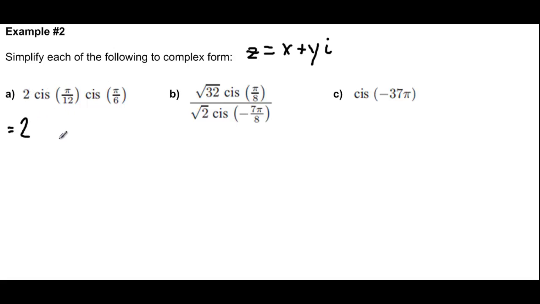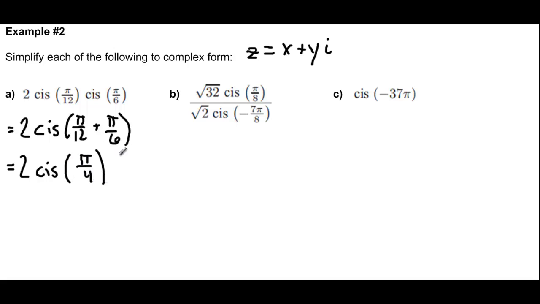Now to simplify this, we're going to take the modulus, which is 2. It's not multiplying by anything, so it's not going to change. And we're multiplying two polar forms, so we need to add the two angles together. So it's a cis of pi over 12 plus pi over 6. Now, you could, of course, skip this step and go right down to the answer, which is then 2 cis, that would be 3 pi over 12, or pi over 4.